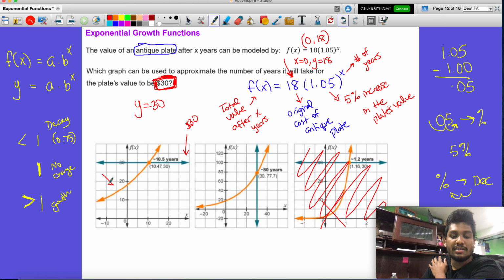And this represents this equation that tells us how much it is after every single year. Okay, so this is actually x equals 30. We don't want that. We want the total value is 30. So then this would be your answer. All right. This was a little bit more on the technical side.